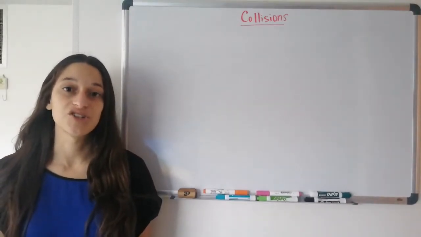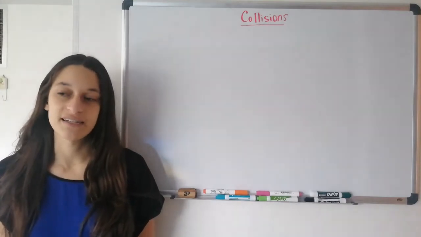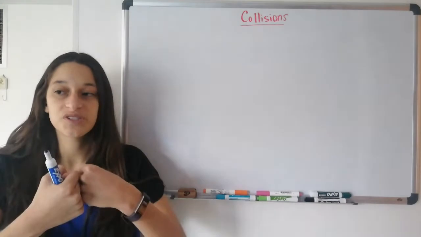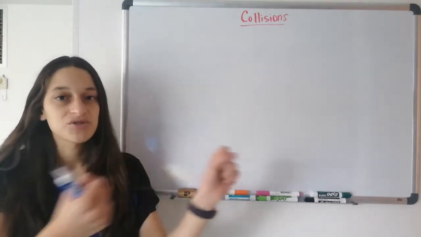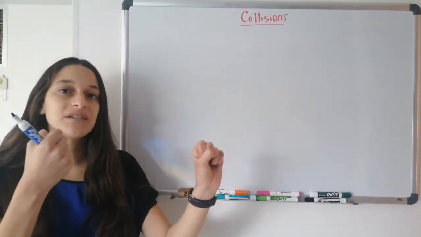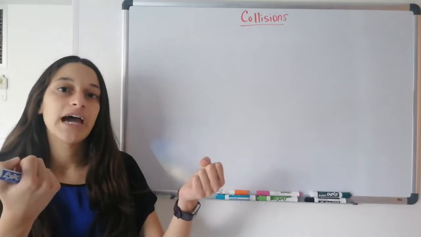Today's topic is collisions, which is the application of what we saw about momentum last class. So collisions just means that two or more objects are going towards each other or going in opposite directions, or one is still and the other one is moving towards it, but they're going to have a collision. They're going to collide, hit each other, and something's going to happen.